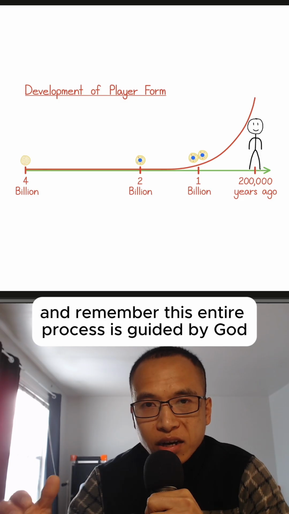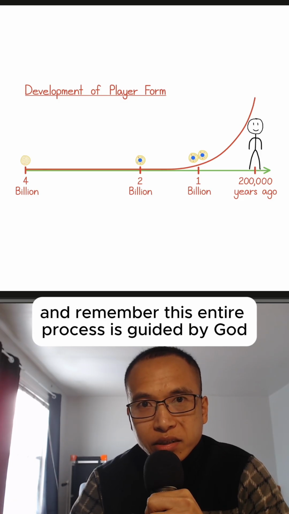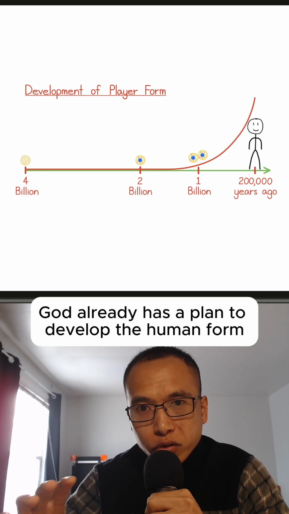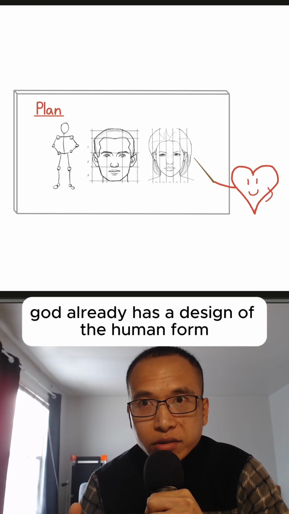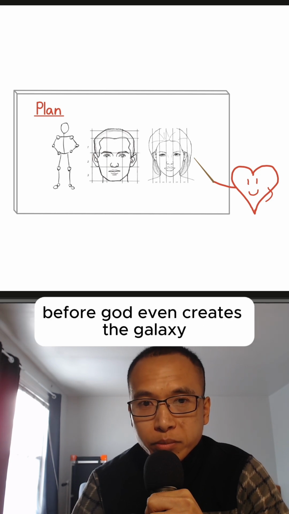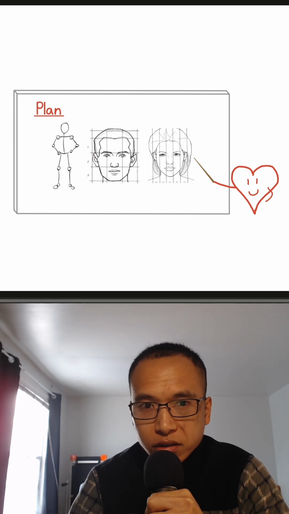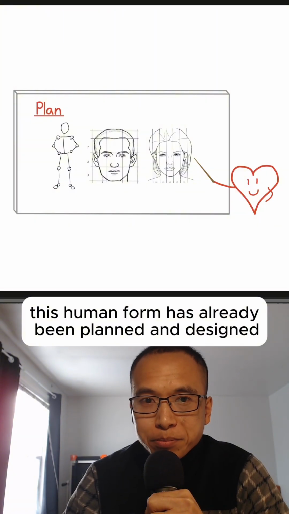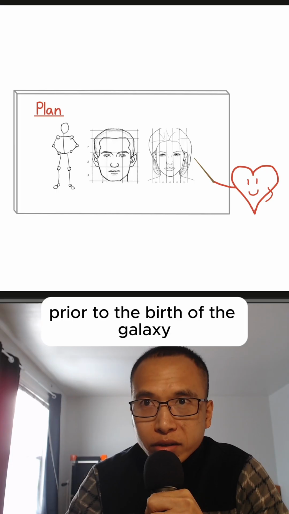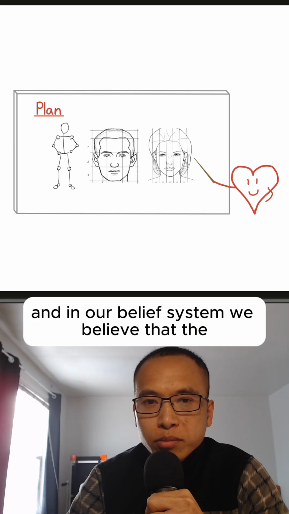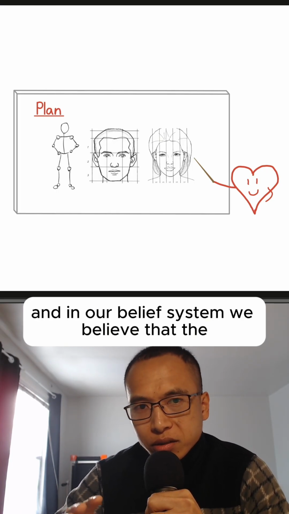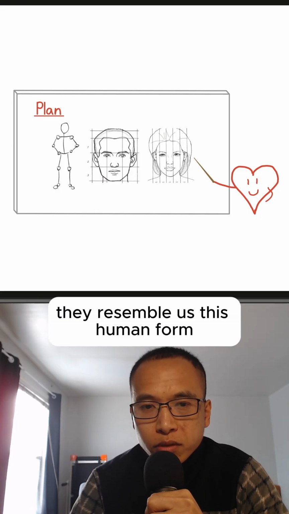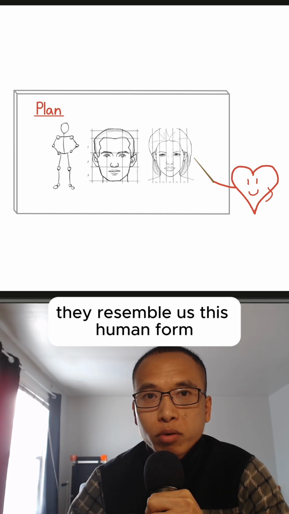And remember, this entire process is guided by God. God already has a plan to develop the human form. God already has a design of the human form before God even creates the galaxy. So this human form has already been planned and designed prior to the birth of the galaxy. And in our belief system, we believe that every human form throughout the universe resembles us, this human form.